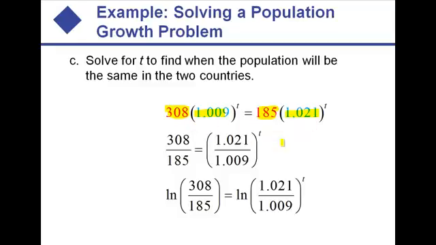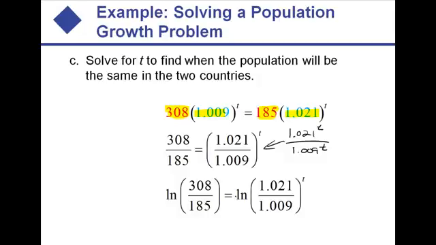So we're still isolating our variable. It just feels a little weird. This piece here might seem like, what the heck happened? Well, if you have 1.021 to the t divided by 1.009 to the t, two things both to the power of t, then you can combine them and say it's the whole quotient to the t. So that's what happens there. That's how they got to that point.